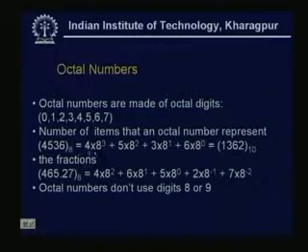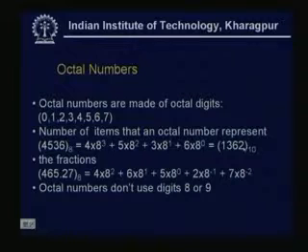So it should be 4 into 8 to the power 3 because the base is 8, 5 into 8 square, 3 into 8 to the power 1, 6 into 8 to the power 0. If I do this computation, multiply and then add, I will get 1362 in our decimal system. So 4536 in the octal system is nothing but 1362 in our normal decimal system.